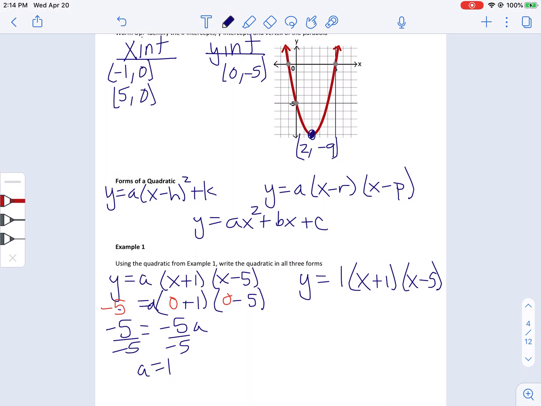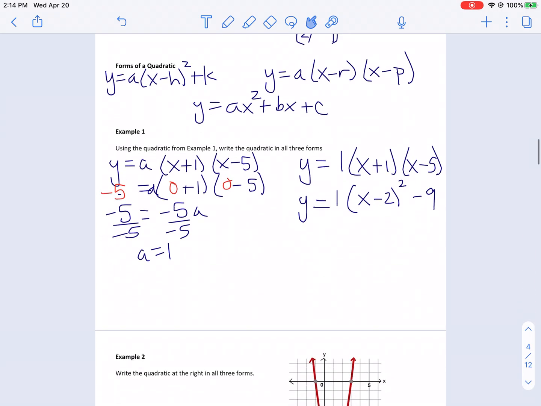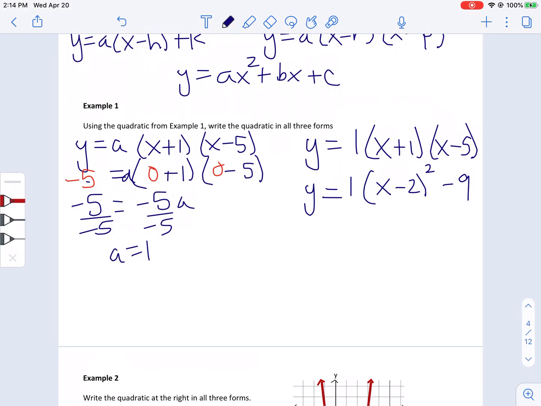So in vertex form, that a is the same, so it's 1, but I have that vertex. So if our vertex is (2, -9), it would be (x minus 2) squared minus 9. And then how we get to standard form, we just have to multiply it out. So if I wanted to multiply it out from vertex form, you actually don't even have to write the 1. So this is really (x minus 2) times (x minus 2) minus 9.